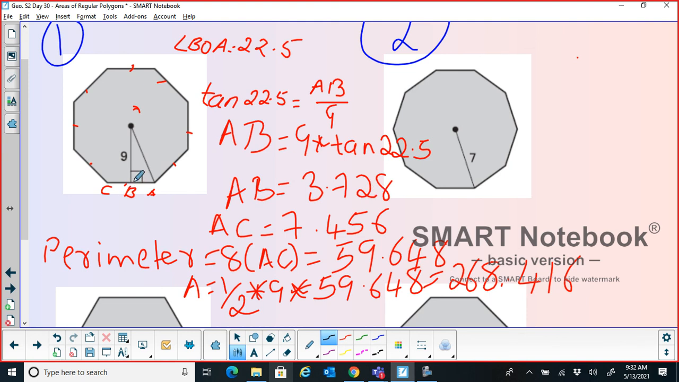To find each side, I need to multiply this AB by 2 to get CA. CA is going to be 7.456, and there are 8 sides. If I multiply 8 times CA, each of these is equal, it's a regular polygon, 8 times AC will give us 59.648. That's the perimeter. To get area, we use half of apothem times perimeter to get 268.416. Okay. As you're doing the second one, I'll give you another 2 minutes and then go over the solution.